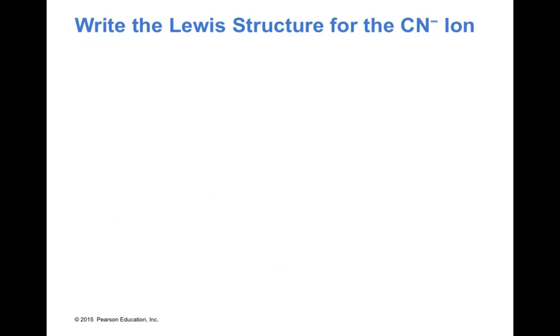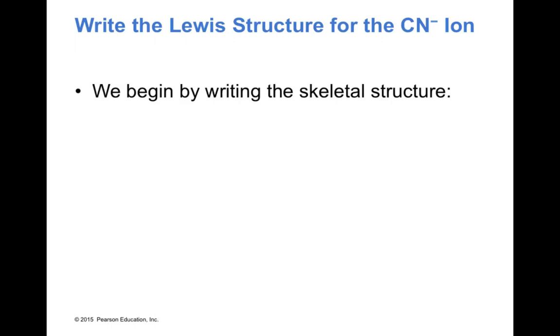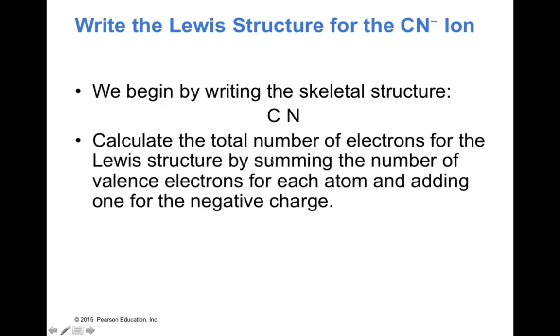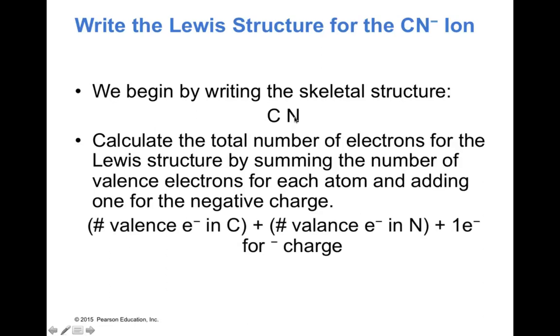So let's write this Lewis structure for CN-1. We begin by writing the skeletal structure. We just have 2 atoms, so that means that we're going to have the carbon on the left and the nitrogen on the right. And we need to calculate the total number of electrons for the Lewis structure by summing the number of valence electrons for each atom and adding 1 for the negative charge, because as the ion is negative, we're going to add 1 more. So carbon is 4, nitrogen is 5. So the number is going to be 4 plus 5 plus 1, that is due to the charge of the ion. We're going to have a total of 10 electrons to distribute between these 2 atoms.